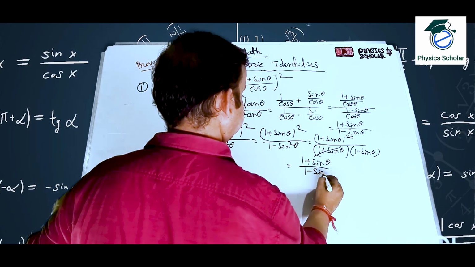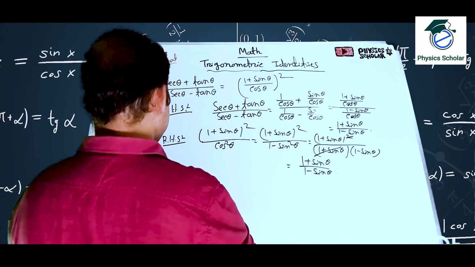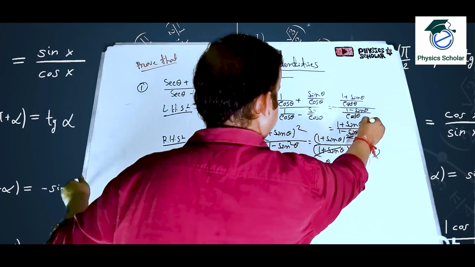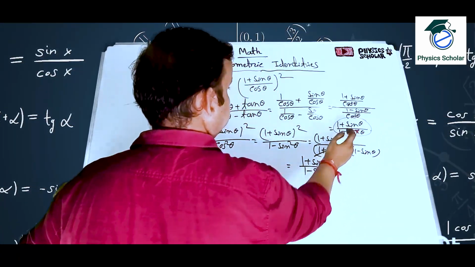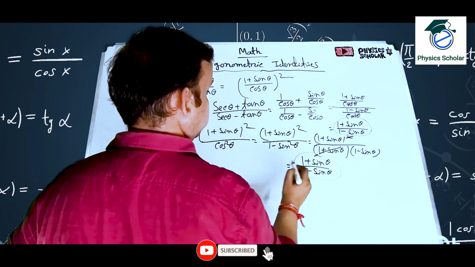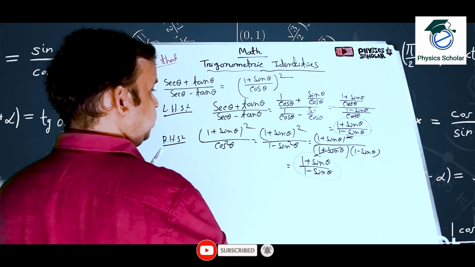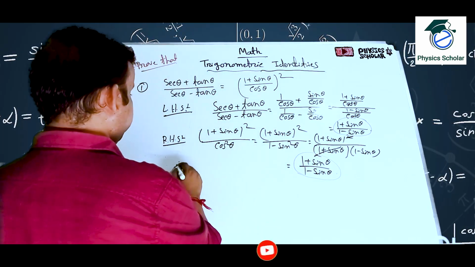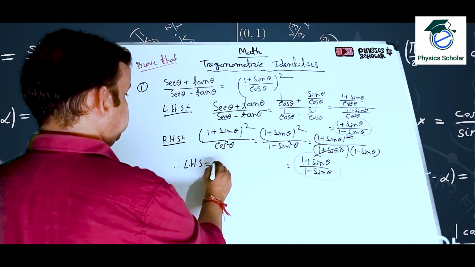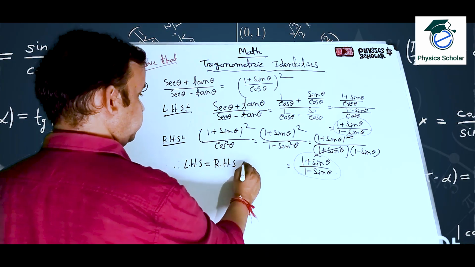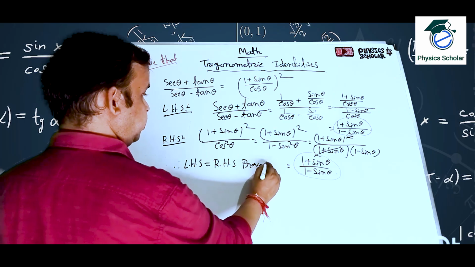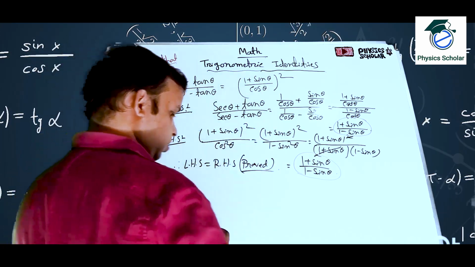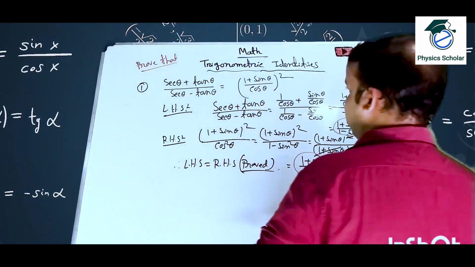So you see, in the left hand side we have proved 1 plus sin theta by 1 minus sin theta. Here also we are writing 1 plus sin theta divided by 1 minus sin theta. So therefore left hand side is equal to right hand side. So it is proved. Clear? A very simple sum. I hope you have understood this.